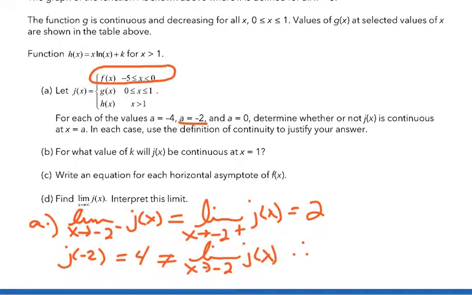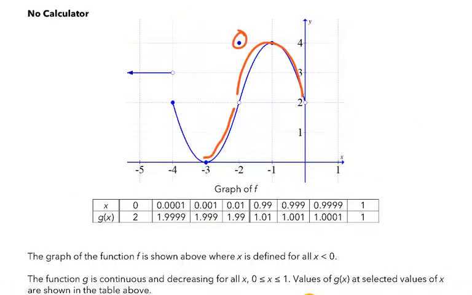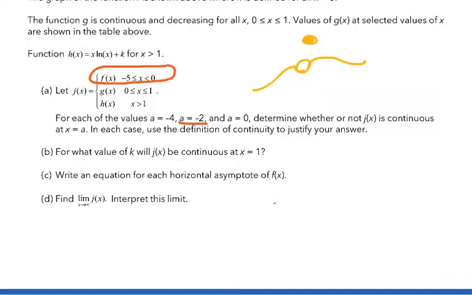All right? So that one had the defining value not equaling the limit. The previous one had the limit from the left not matching up with the limit from the right. So those are two violations of our three-part definition of continuity.